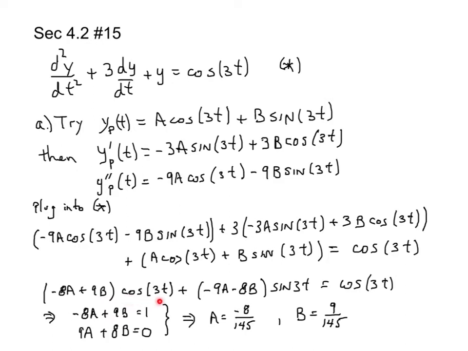Equating, here's a cosine 3t on the left side, cosine 3t on the right side. The coefficients have to be the same. This has a coefficient of 1, and so I say minus 8a plus 9b has to be a 1. On this side, there are no sine 3t's, so this coefficient must be a 0. Since both expressions have a minus sign in front of them, I multiplied through by minus 1 and said that 9a plus 8b must be 0. Two equations and two unknowns. We know how to do this. We find that a is negative 8 over 145 and b is positive 9 over 145.